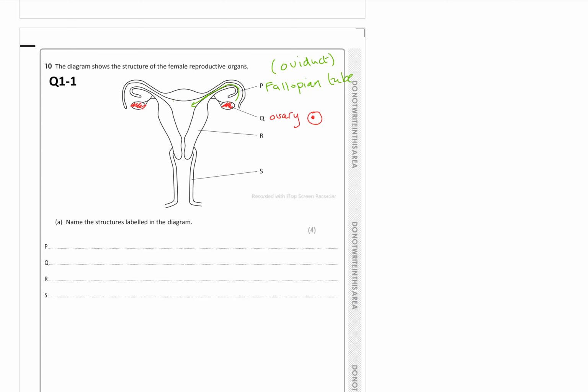Right, and then this part here is the uterus, which we commonly call the womb. And then here on the structure is the vagina. And this part here is the cervix. You'll have to know all these parts.